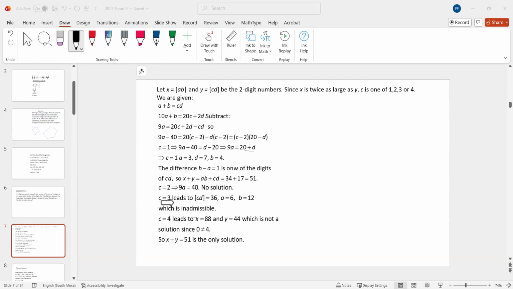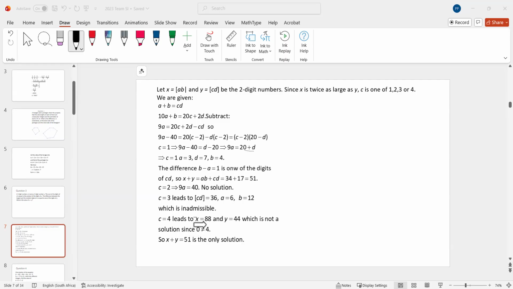When you try c equals 3, you'll see, again, if you go to this now, you get 3 minus 2 is 1. So you have 9a minus 40 is equal to 20 minus d. And this is the equation that we actually land up here. c equals 3, eventually you get 36, and then double that is 72, and that doesn't work as well. You get b equals 12, you see, and b is a single digit. So c equals 3 doesn't work. c equals 4 leads to these, which certainly is a solution. But they also say that one of the digits is 1. So this can't be the solution.